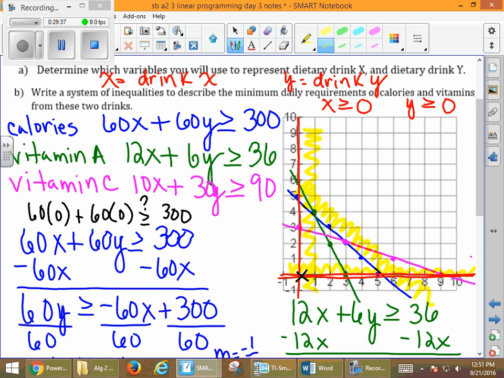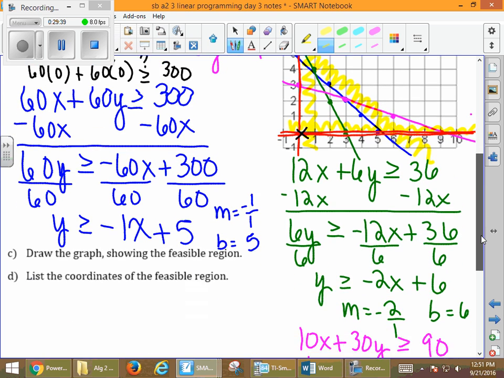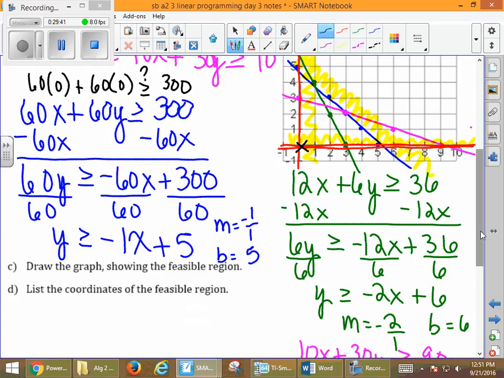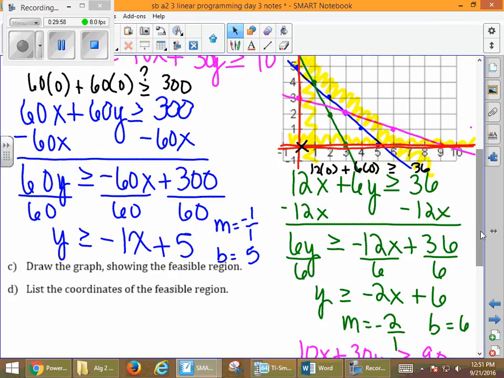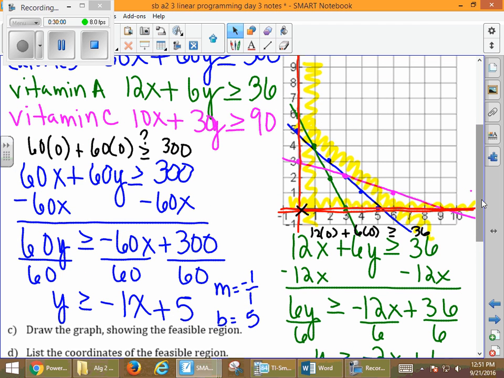When we look at the green constraint, do the same thing. It's 12 times 0 plus 6 times 0. The question is, is that greater than or equal to 36? Well, is 0 greater than or equal to 36? No. So once again, we need to shade where that x is not, which is going to be here.